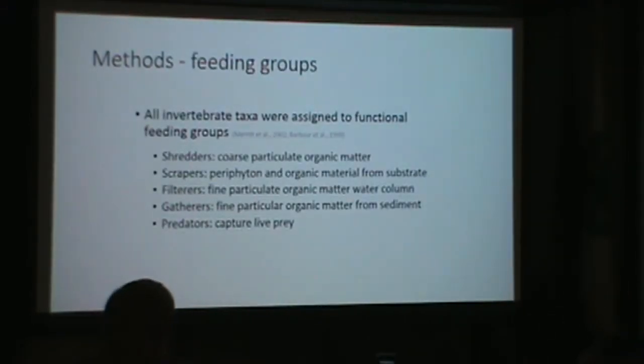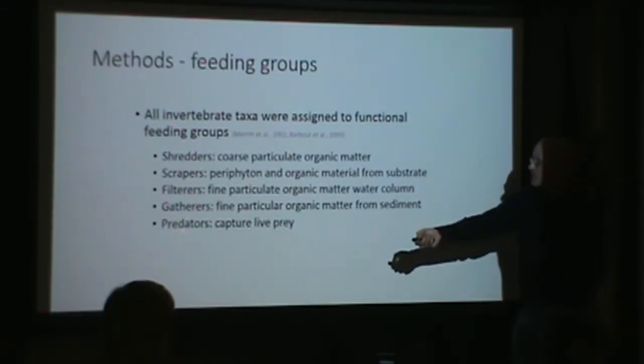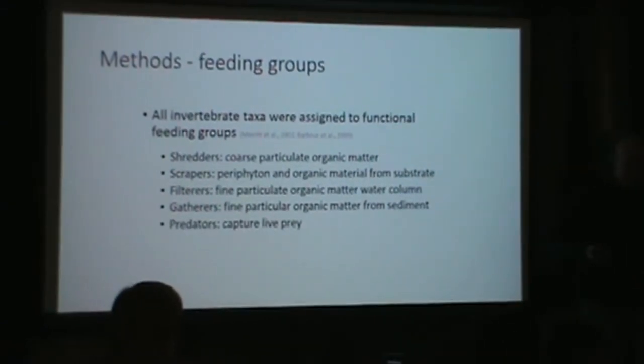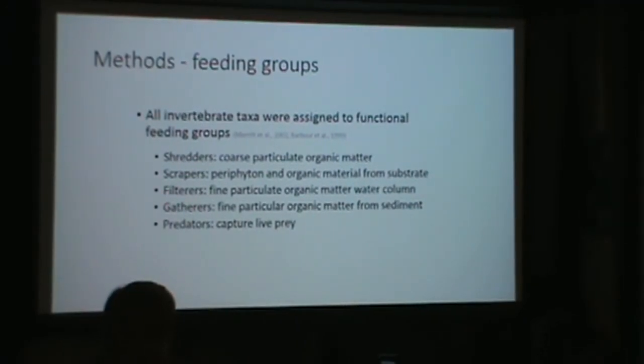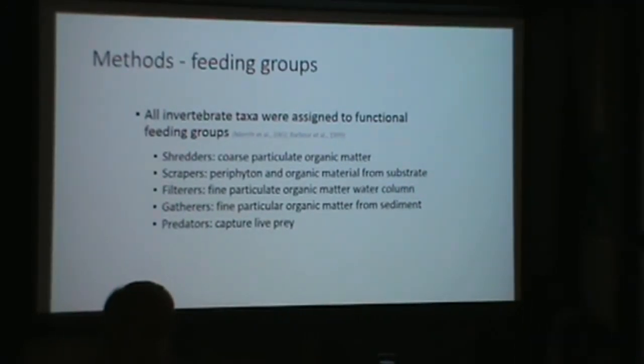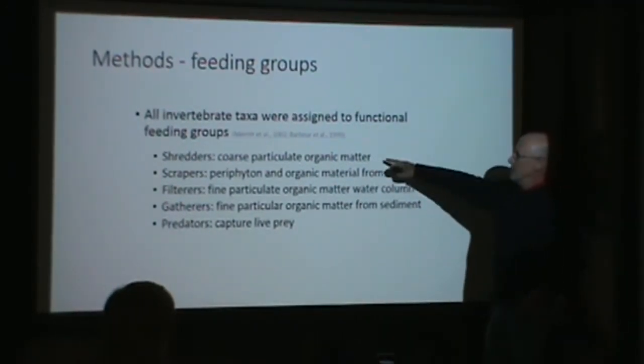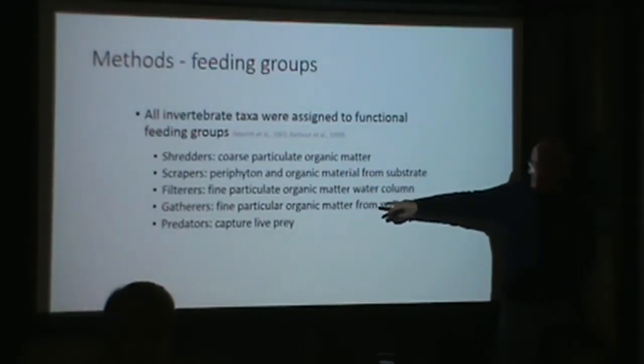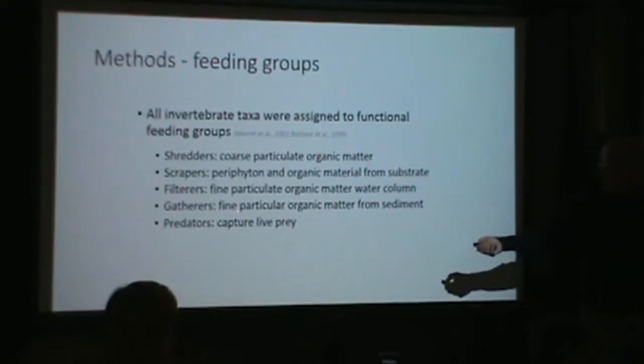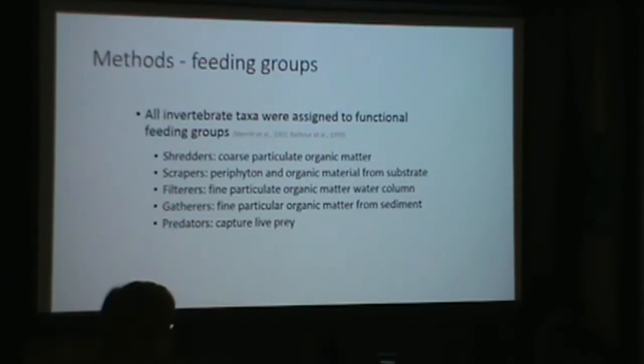Okay? So we did that in order to look a little bit at the function, not just the structure. We tried to assign functional feeding groups. These are the categories we use, and this is based on what those animals do in a pond. So there are shredders, there are scrapers, there are filterers, gatherers, and then even predatory insects, basically aquatic insects. Okay, so we look at that.